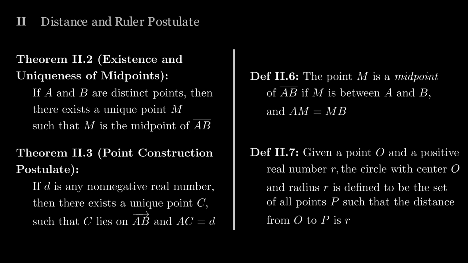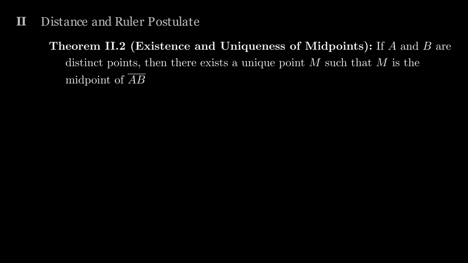Moving on, Theorem 2.2 tells us that there exists a unique midpoint, and Theorem 2.3 tells us that there exists a unique point a certain distance away from the endpoint of a ray. Let's go more in depth for Theorem 2.2 and prove it using what we know about lengths. We'll prove this by contradiction, assuming that there exists more than one midpoint for the line AB. Let's use the points M and N as our midpoints.